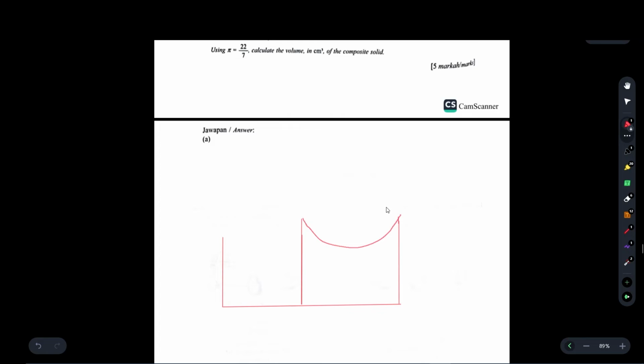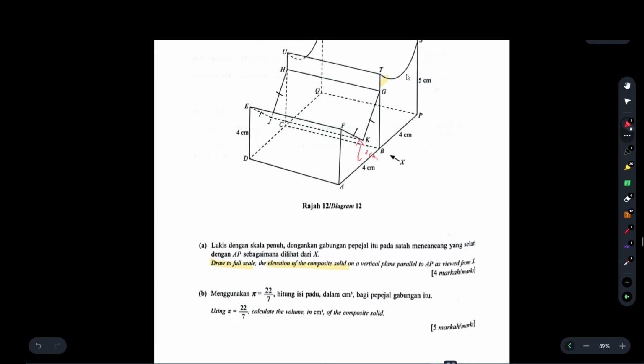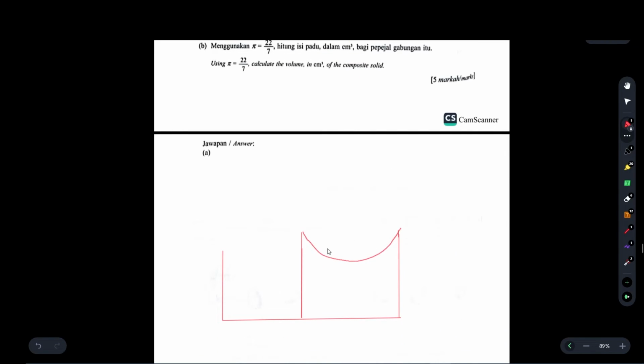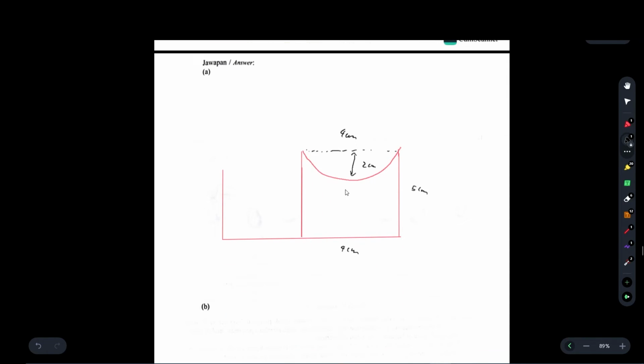When you are drawing this on paper, you're going to use the compass. So what is the radius of this semicircle? Let me show you. It says that this is 4 centimeters, right? Same goes for here. So 4 centimeters is the diameter of this semicircle, which means the radius is 2 centimeters. I'm going to mark it out. Okay, that's it. Now let's continue.